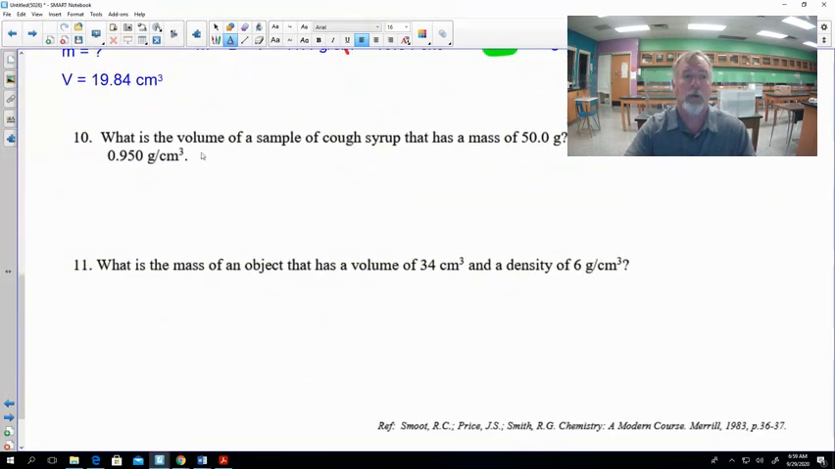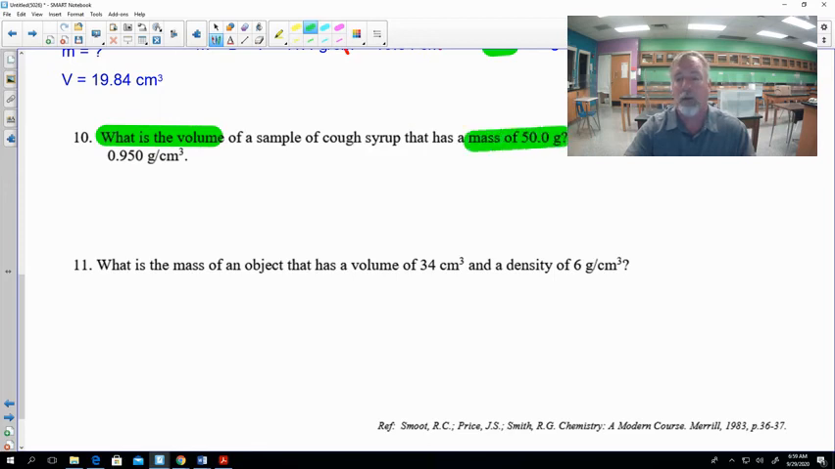All right, 2 to go. Again, we're going to come through here. What is the volume? I want you to identify in the problem what your variables are. What is the volume? There's the mass, and here is the density.